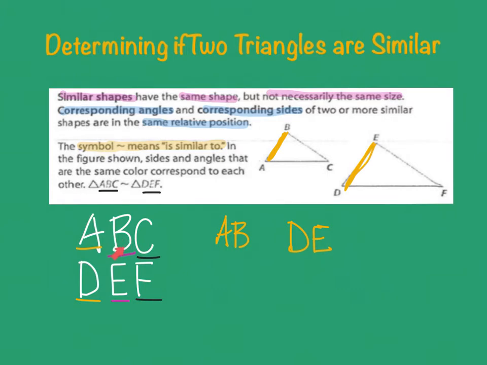Then the second 2 letters, B and C, choose a new color now, whatever color you want. B to C needs to be a second color. Then when you look in the name of the second triangle, the second and third letter are E and F. So I would write down E and F and then go color that the same color.